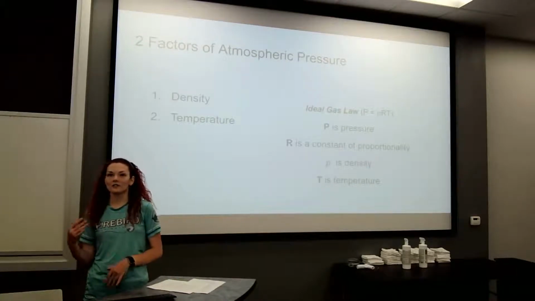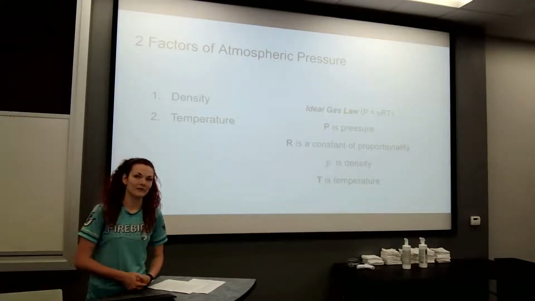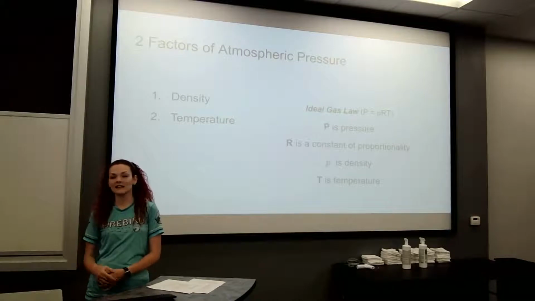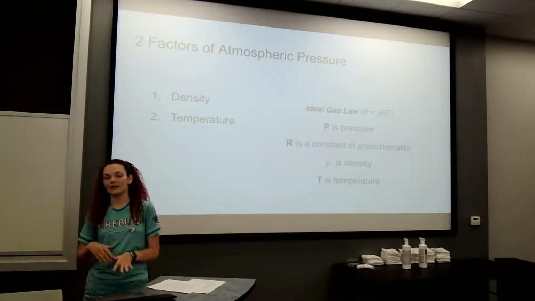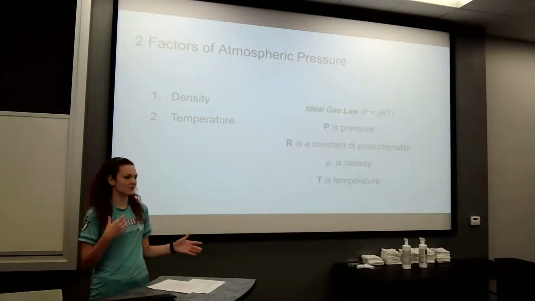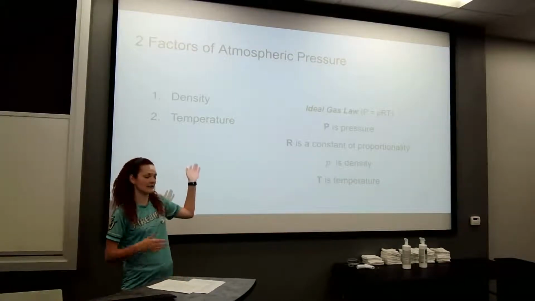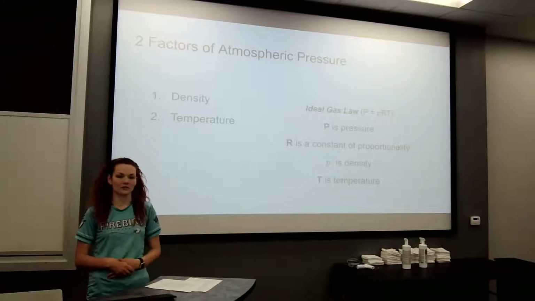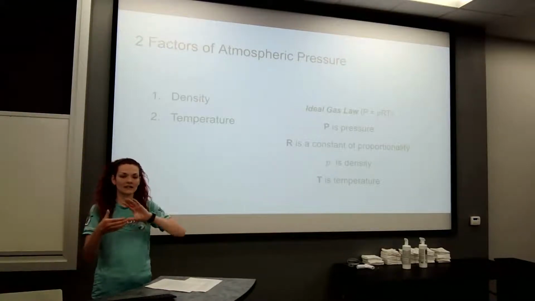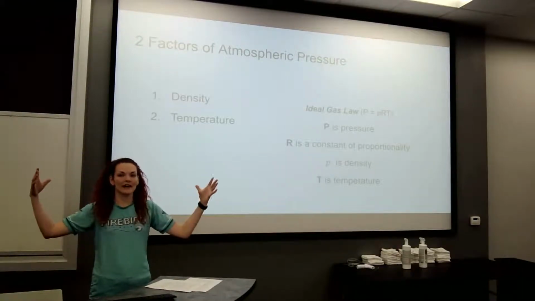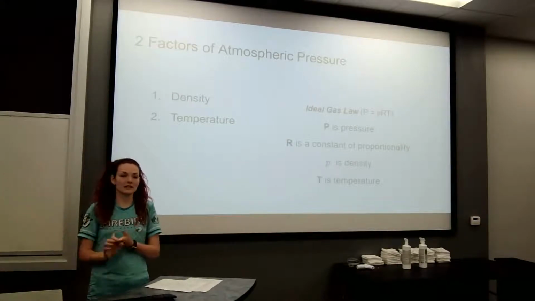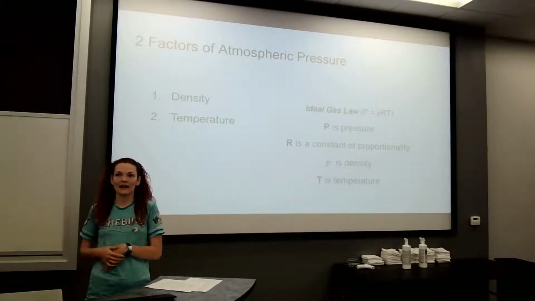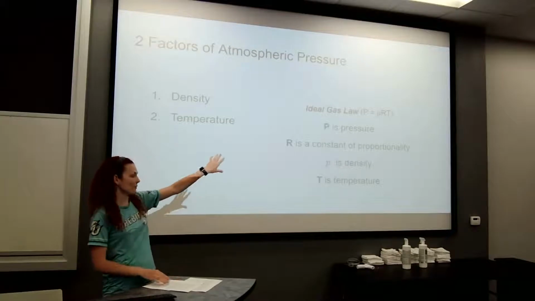Now, there are 2 different factors that go into atmospheric pressure, and that's going to be density and temperature. So the temperature at which the gas molecules are at really affects the different kind of pressure, and then also the density of those gas molecules. So are they all tightly, densely packed, or are they spread out gas molecules? So density and temperature are very important, and they show the relationship with this formula.